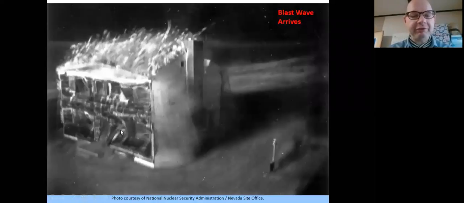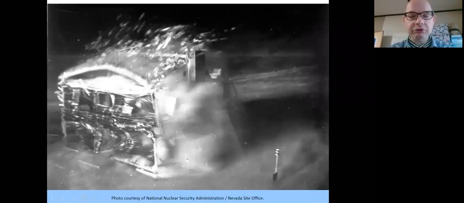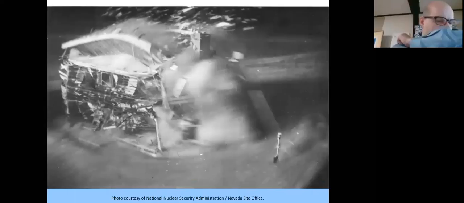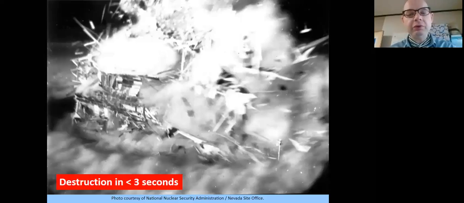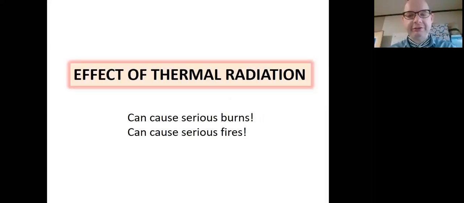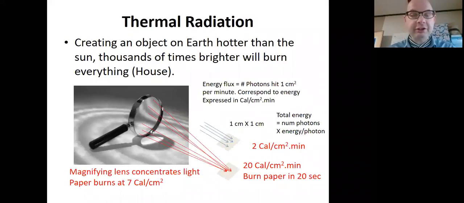And then the blast wave arrives. So the heating was before the blast wave actually arrives, and this actually destroys the house. You get full destruction of this house in less than 3 seconds. So now let's talk about the effect of thermal radiation, which you saw as the heating at the beginning. This can cause very serious burns and very serious fires.